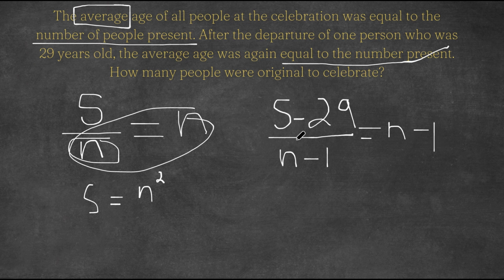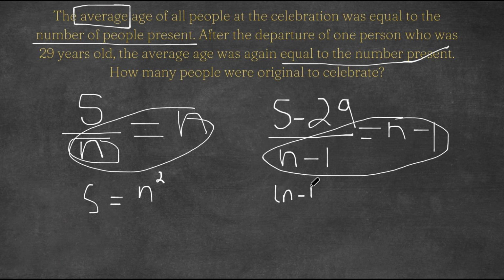All right, so now let's simplify this a bit. We're going to have to multiply N minus 1 with N minus 1. N minus 1 times N minus 1 is equal to N squared minus 2N plus 1. And this is equal to S minus 29.